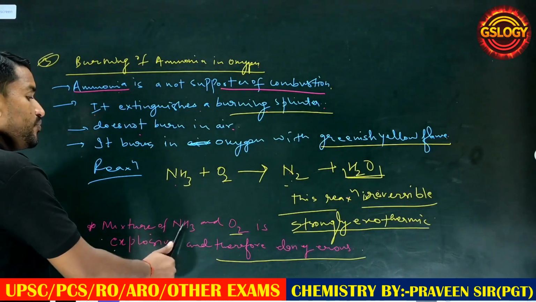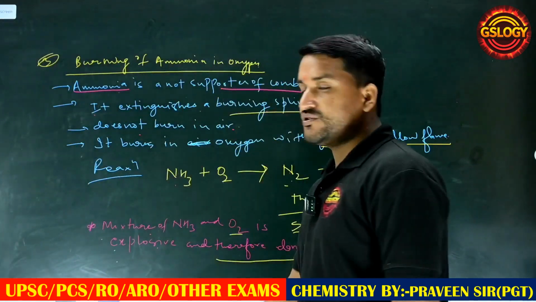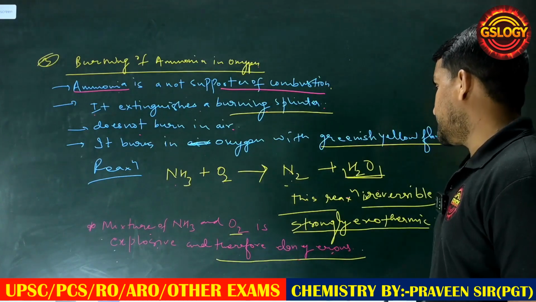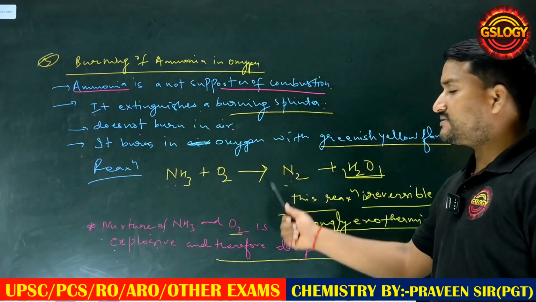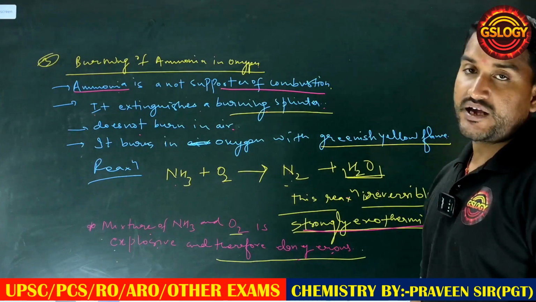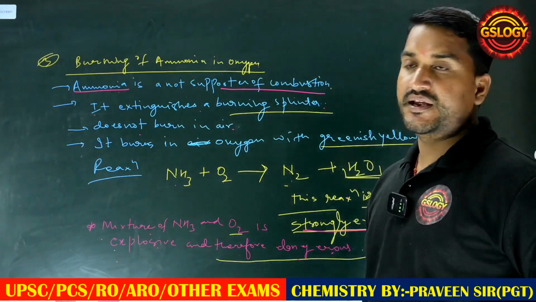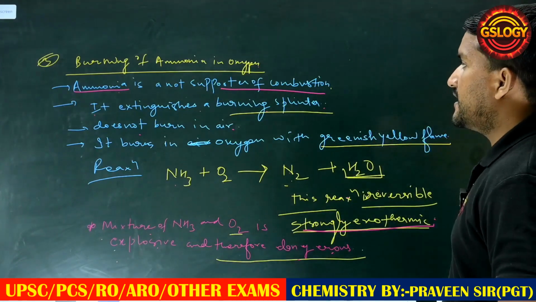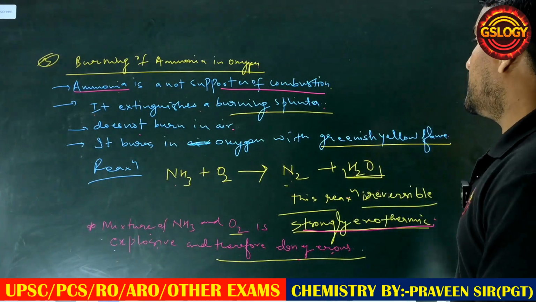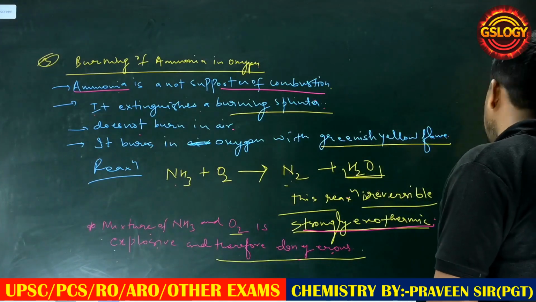The mixture of ammonia and oxygen is explosive and therefore dangerous. Okay? This reaction is strongly exothermic. Exothermic means it will produce lots of heat energy. Clear, everyone? Ammonia gas is not a supporter of combustion. It extinguishes a burning splinter.